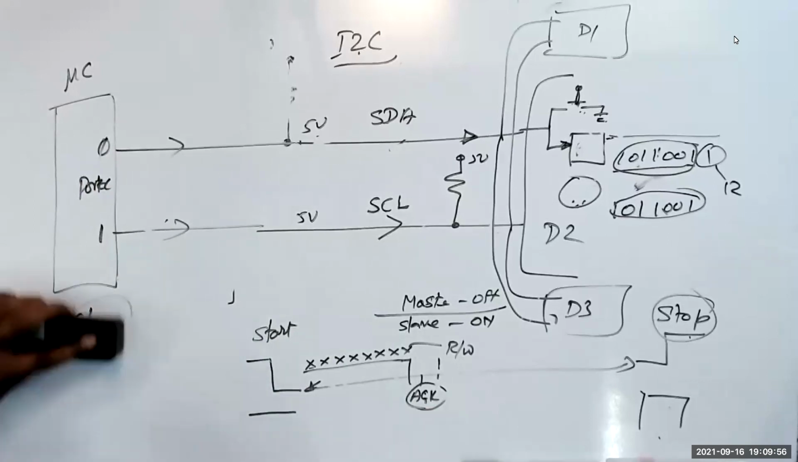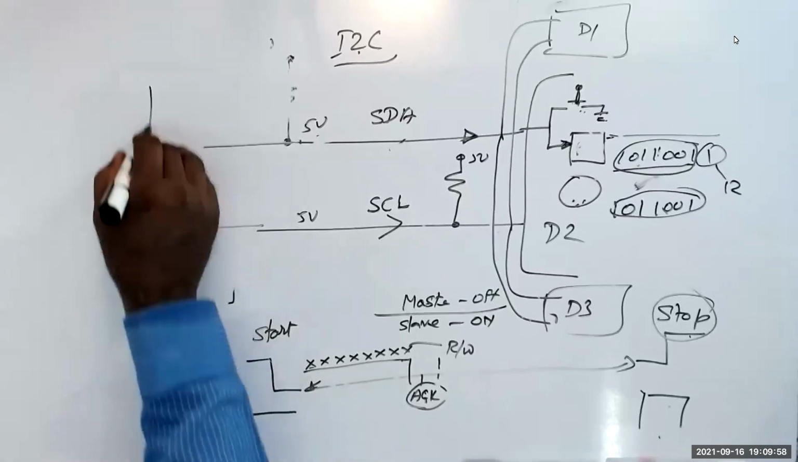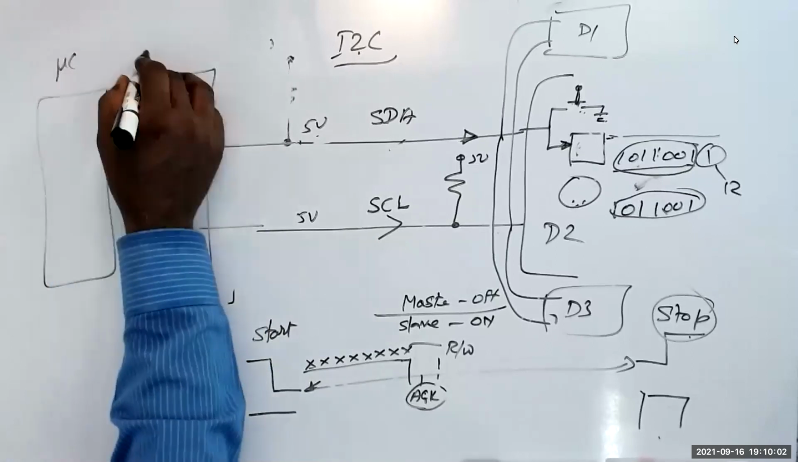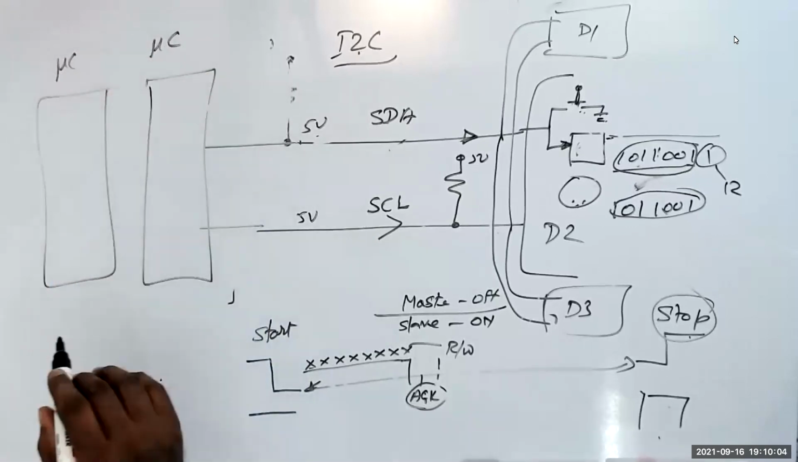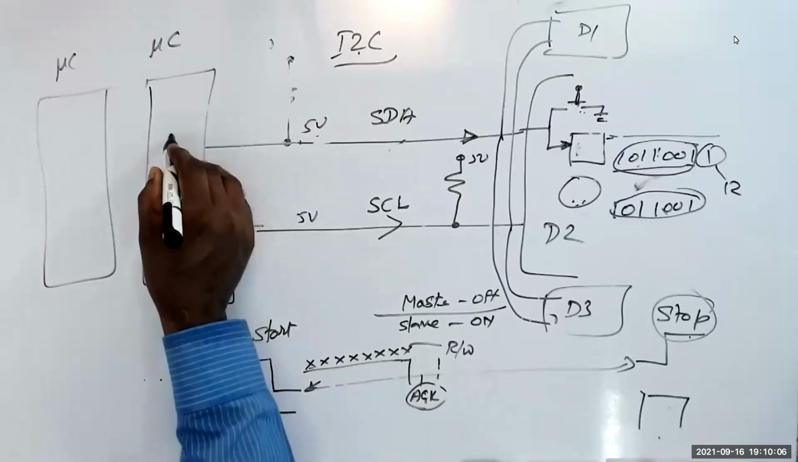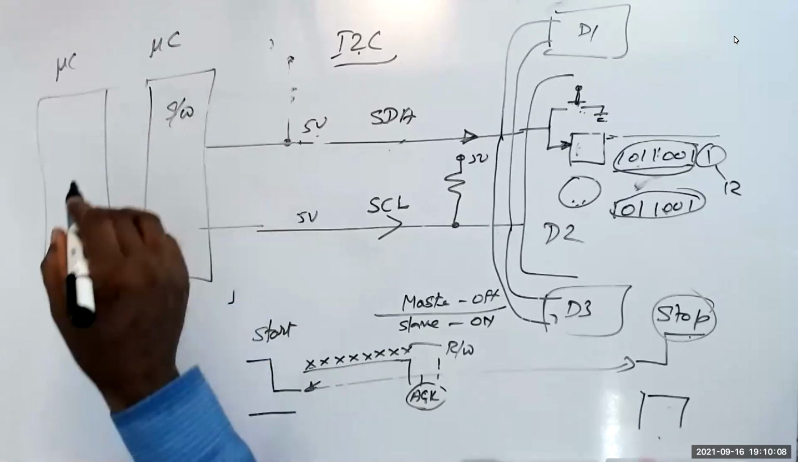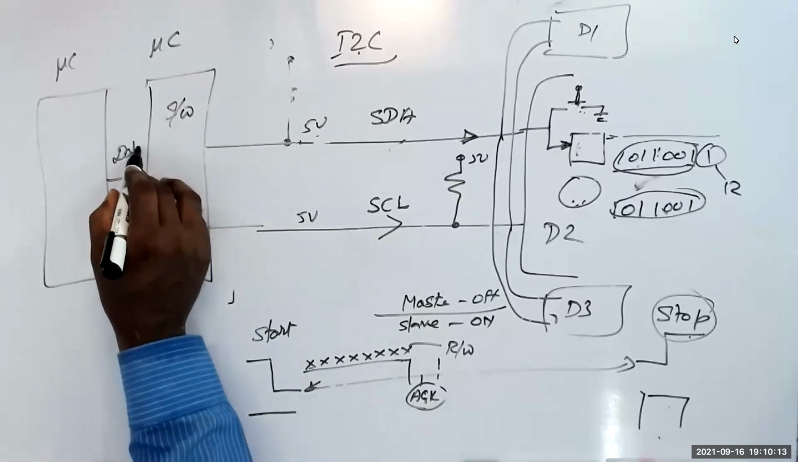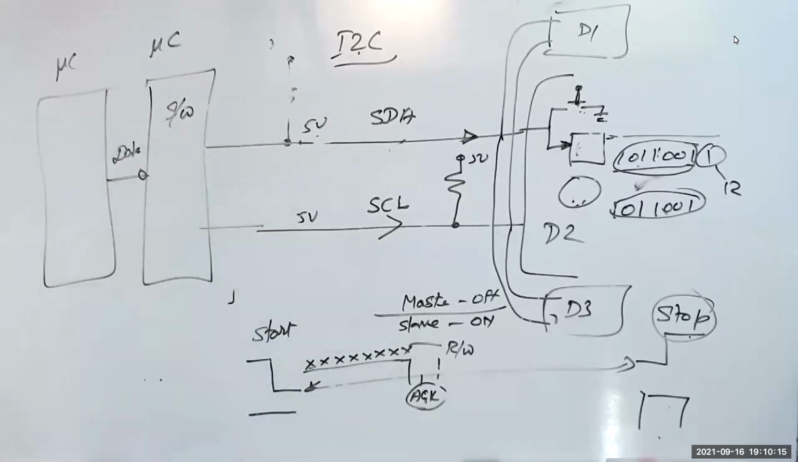The second method is that you have two microcontrollers. On one microcontroller you write the I2C software, but the data will be given by the other microcontroller. Both of them are your software.